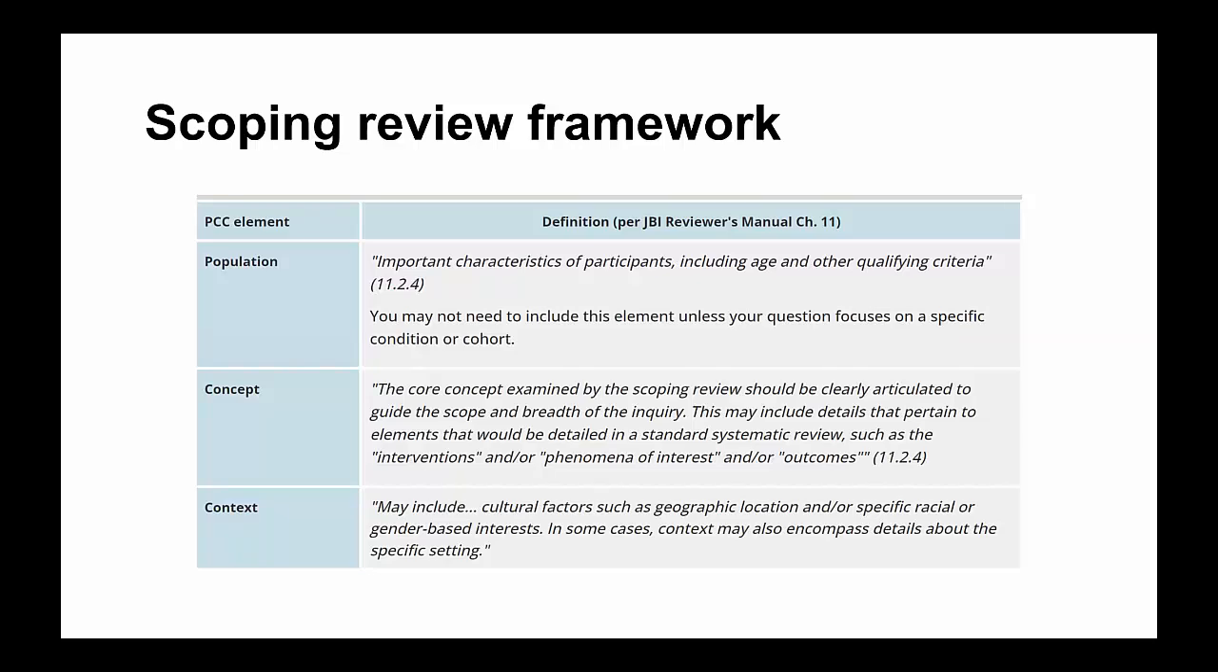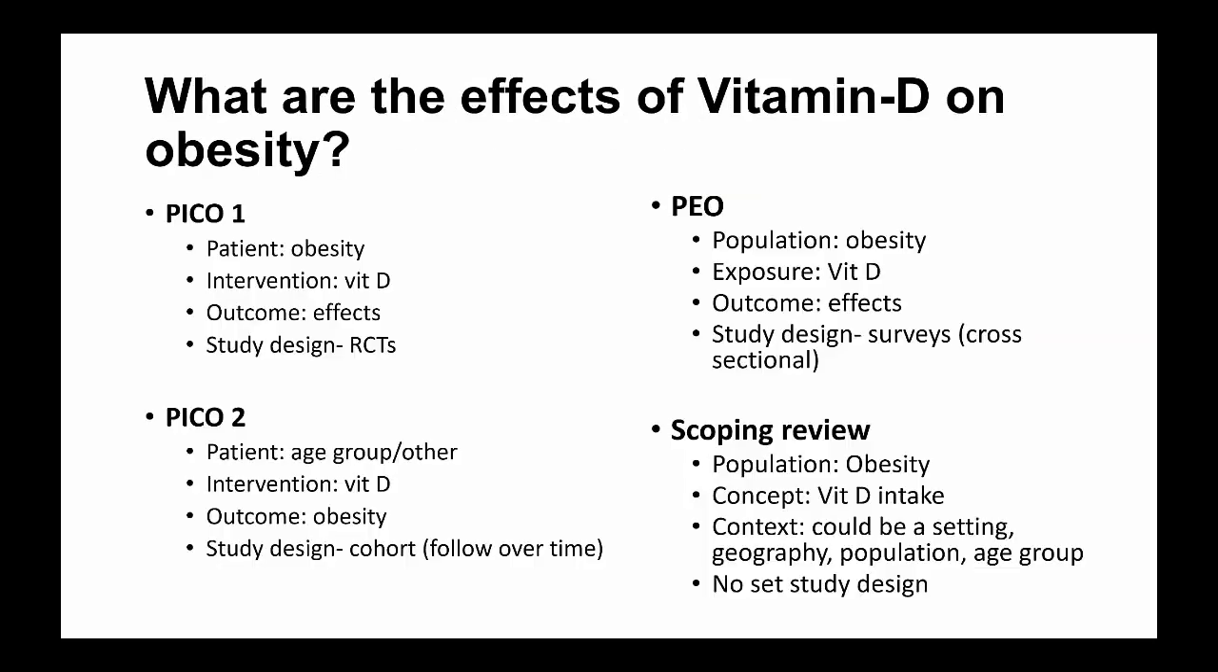And so now we're going to do an example here to show, taking one question, how this can be framed in different ways. I put two different PICO questions here, and also a PEO, a population, exposure, outcome question, and even a scoping review, to show how you could take one question and change it. Even though I just put "effects," you can imagine a more specific outcome there, hopefully.